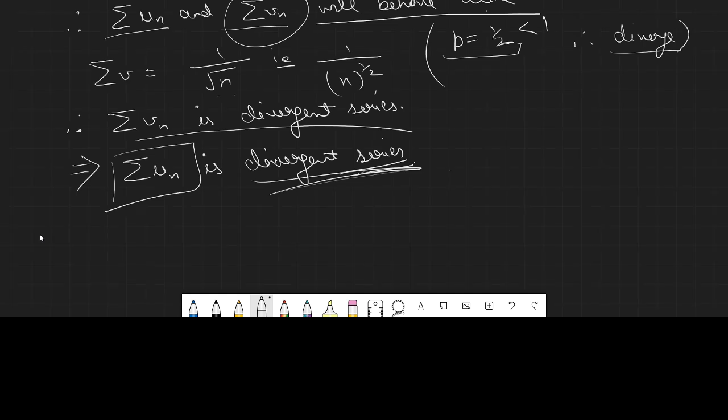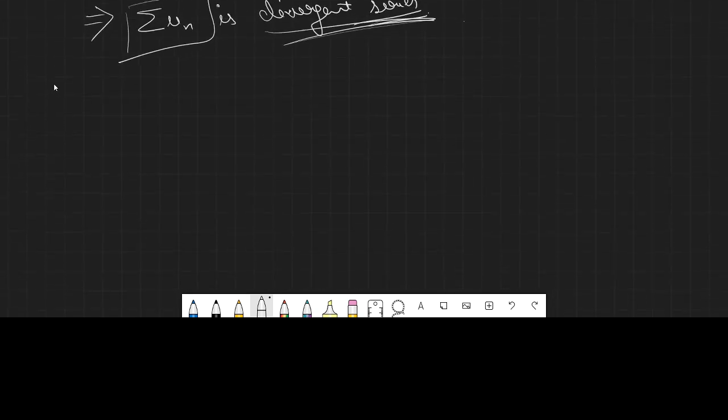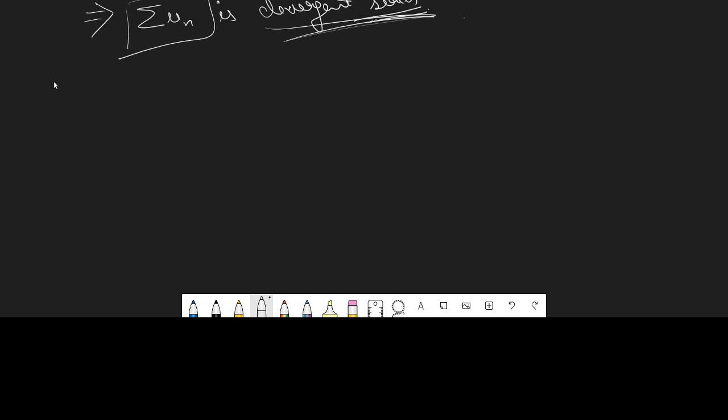That's all. These are two examples for series. One is divergent and one is convergent.